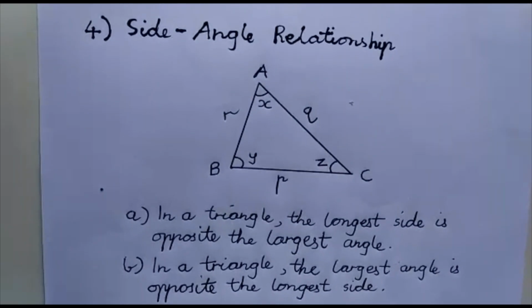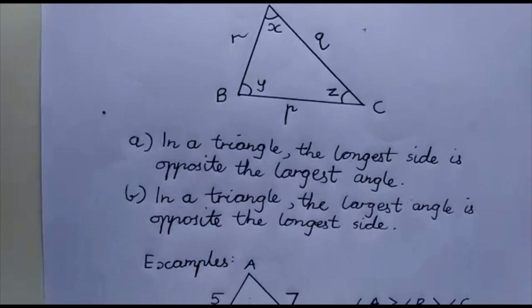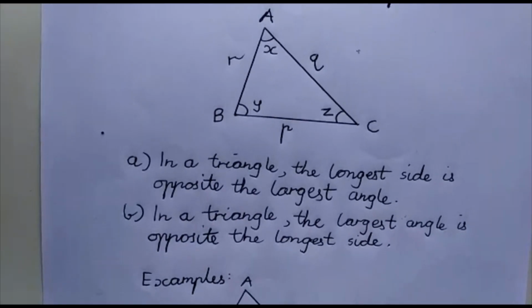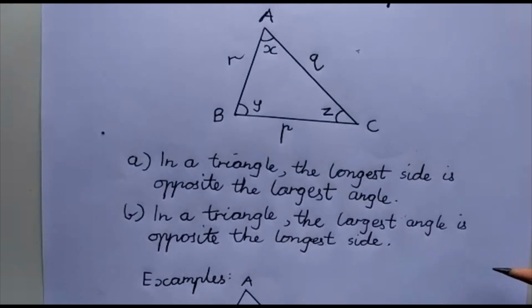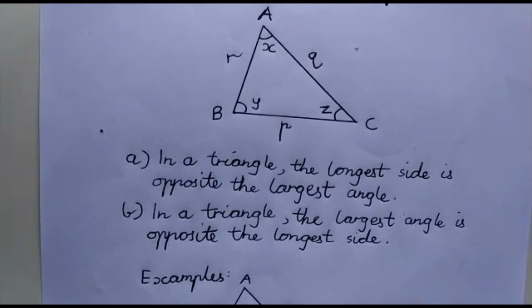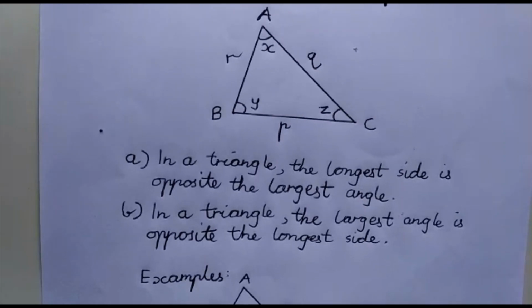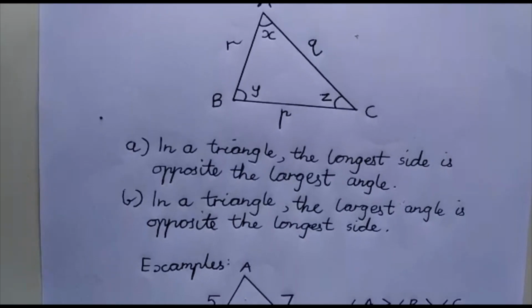So let me generalize the statement. In a triangle, the longest side is opposite the largest angle. And in a triangle, the largest angle will be opposite the longest side. Similarly, in a triangle, the smallest side will be opposite the smallest angle, and the smallest angle will be opposite the smallest side.